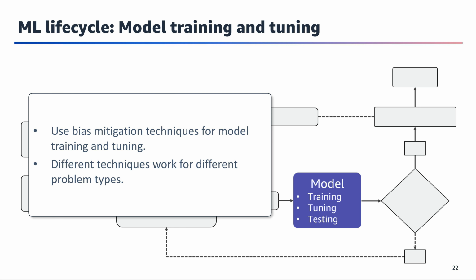Many different bias mitigation techniques exist, and it is possible to use them at different stages. You can mitigate bias by constraining the way that the model learns, this includes tuning, or by modifying the results of the model.